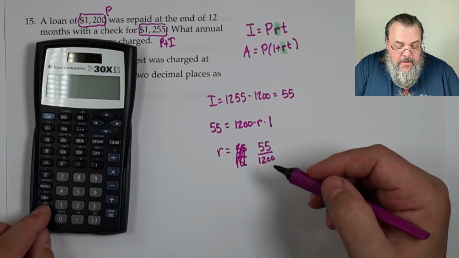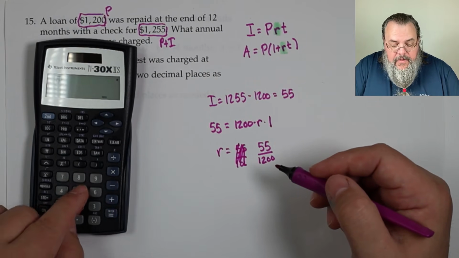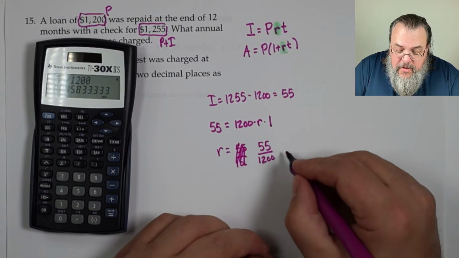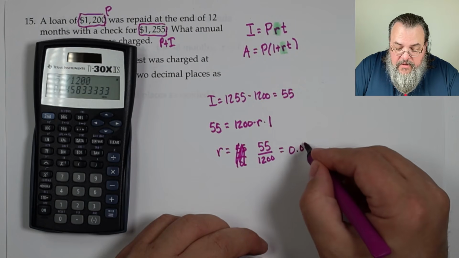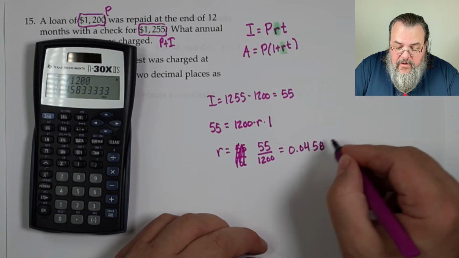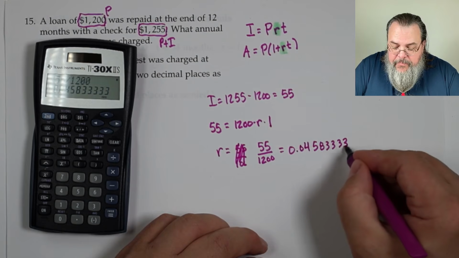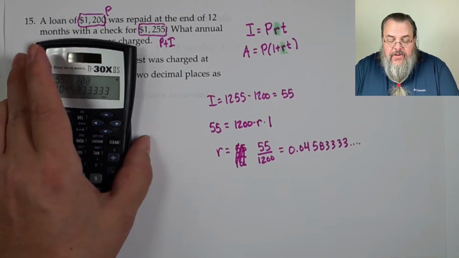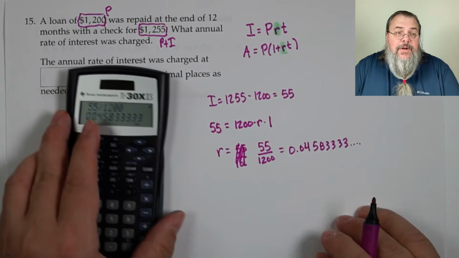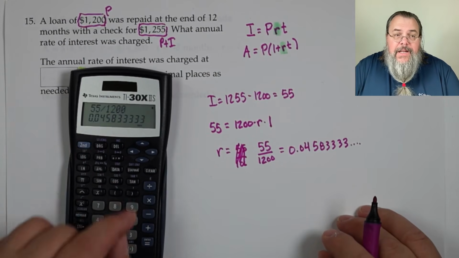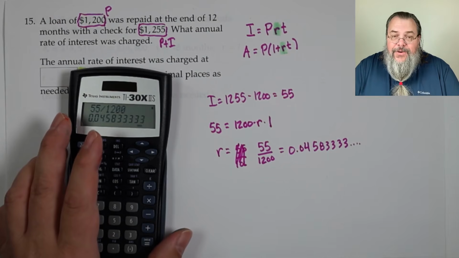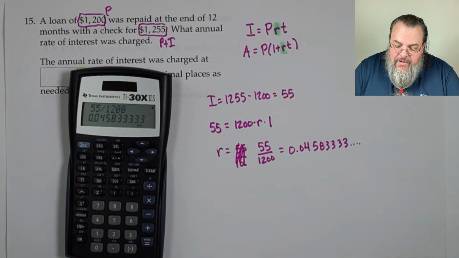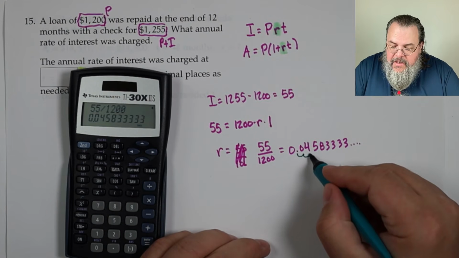So we turn on our calculators, take 55, divide by 1200, and we get 0.0458 and a bunch of threes, right? Now, that's our rate as a decimal. But we don't want rate as a decimal. We want rate as a percentage. So what do we need to do? We need to move it over 2 places, so essentially multiplying by 100.